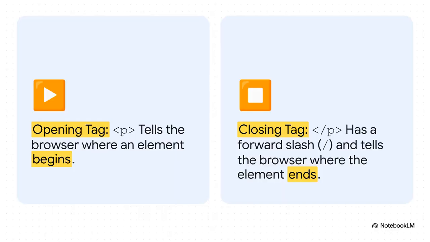Simple as that. And pretty much all tags come in pairs. They have a very specific structure. You've got an opening tag, like this P you see here, which stands for paragraph. That's basically you telling the browser, hey, a paragraph is starting right now.